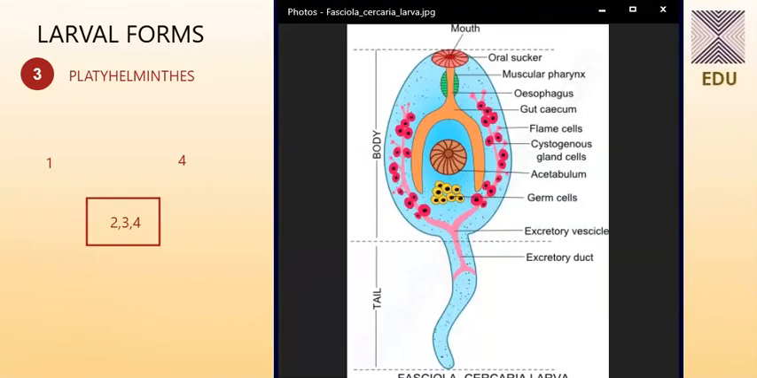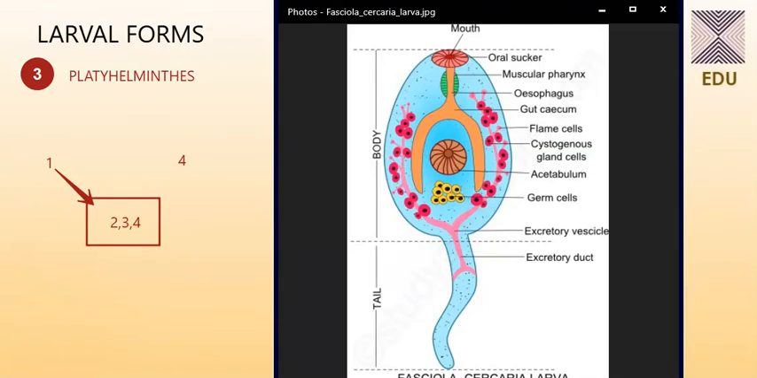So if you see the diagram on the left side, here you can see the first larval form was the Miracidium. It entered into the snail and it developed the second larval form, which was the Sporocyst larva. The Sporocyst larva developed into the Redia larva. That was the third form, the Redial larvae. And Redial larvae developed into the Cercaria larvae.